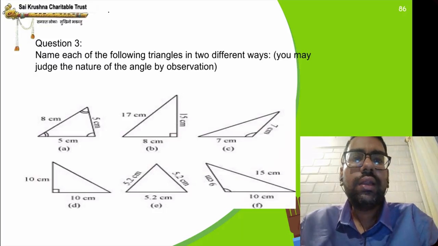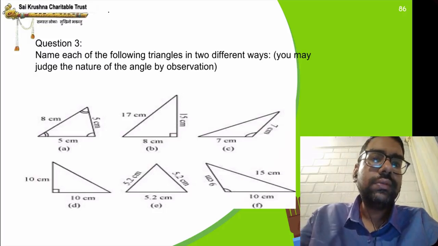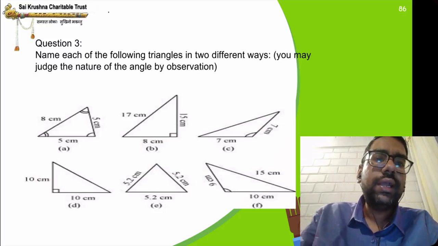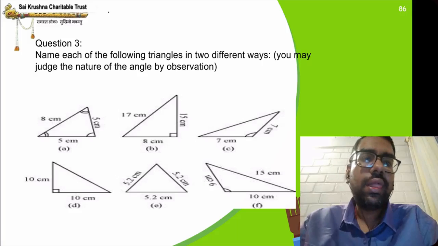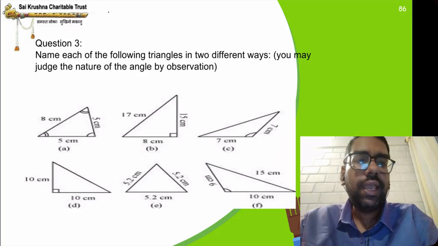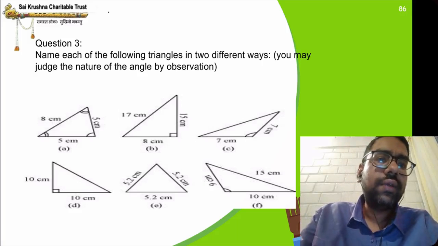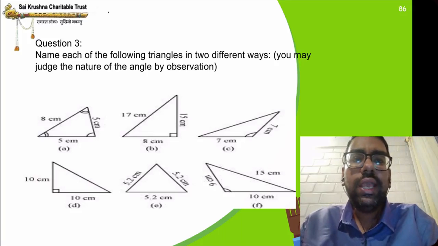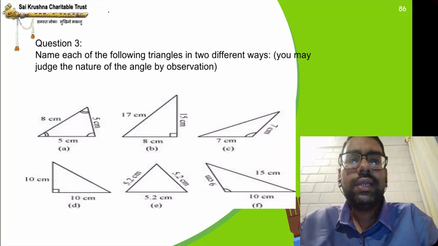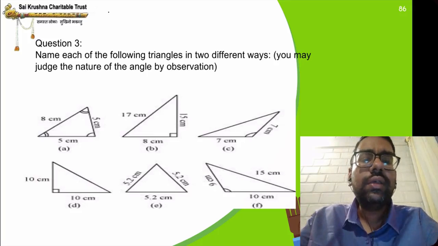Second triangle is what? Second triangle: right angle triangle plus scalene triangle, because all three sides are unequal. Third, C. It's an obtuse angle triangle because one angle is greater than 90. Two sides are also equal, so it is an isosceles triangle also. The D question: it's a right angle triangle. Two sides are equal, 10 cm, 10 cm. So it's an isosceles triangle and also a right angle triangle.